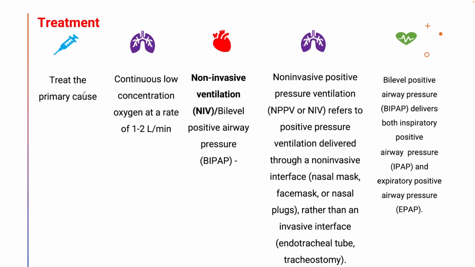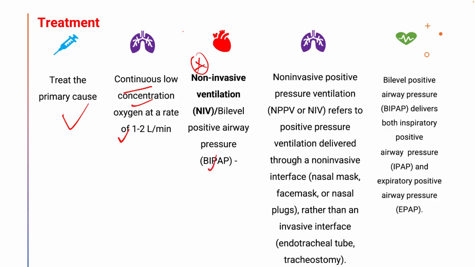So next is treatment. How will you treat this type of respiratory failure? First is the primary cause. Second is continuous low concentration oxygen at a rate of 1 to 2 liters per minute. You can try this. Then non-invasive ventilation. Remember this. Like HFNC, this is non-invasive ventilation, or bi-level positive airway pressure, BiPAP.